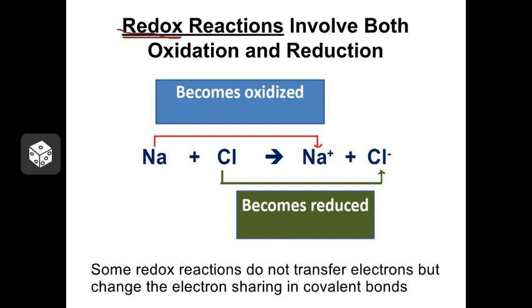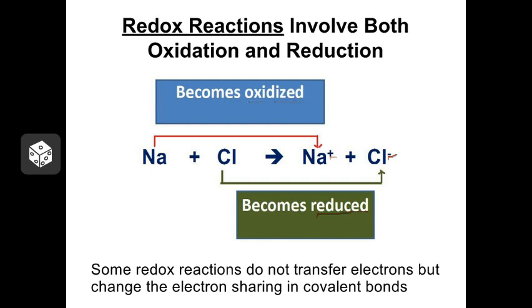And here's an example. When we put sodium and chlorine atoms together, sodium is going to give its electron to chlorine. Sodium, in this example, goes through an oxidation. It is oxidized. And chlorine goes through a reduction. It is reduced. Sodium gets a positive charge because it's lost an electron, and chlorine gets a negative charge because it's gained an electron.